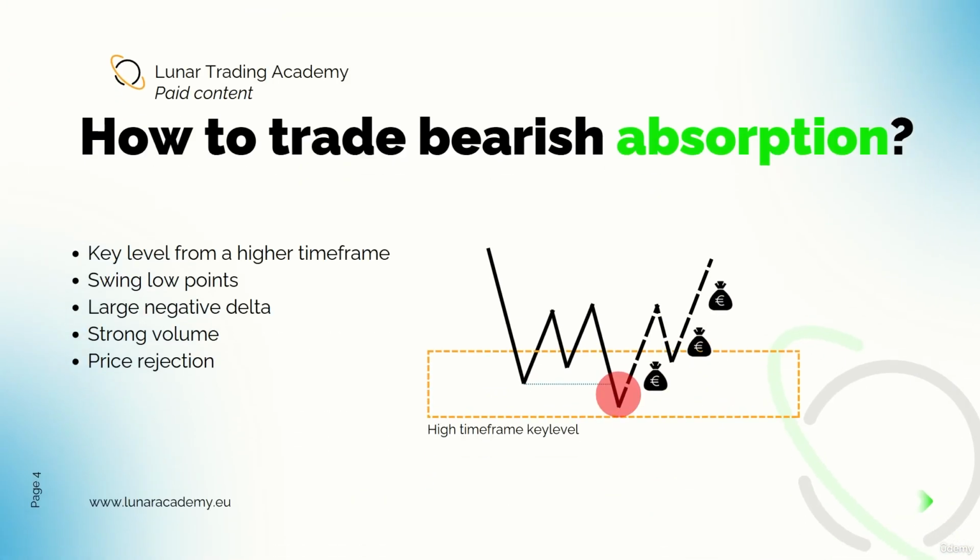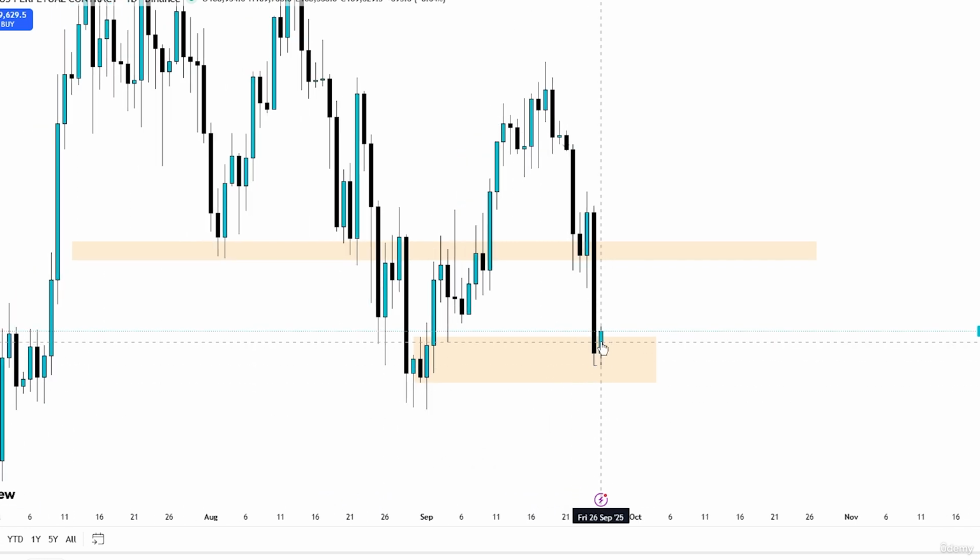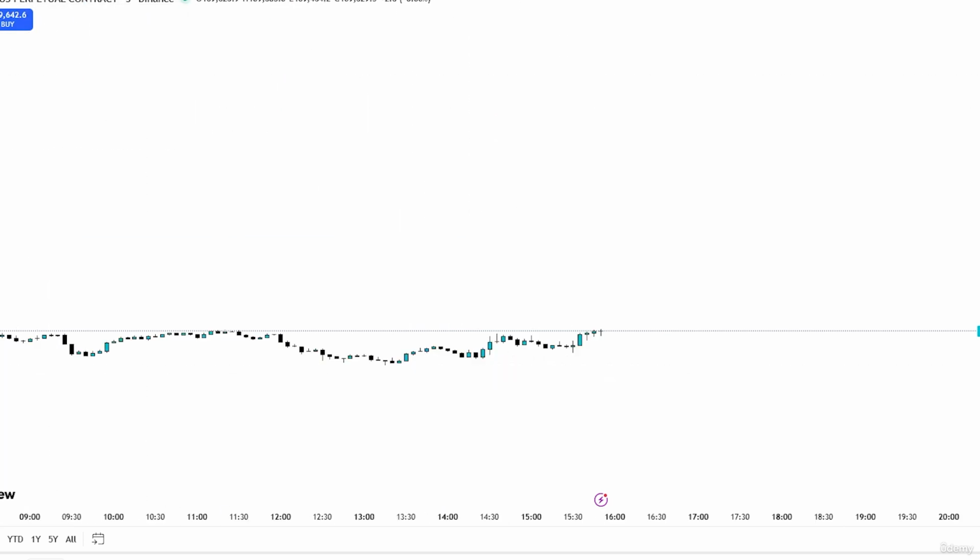So how to recognize and how to trade a good bearish absorption setup. Same as with bullish absorption, we need a key level from a higher time frame, swing low points, large negative delta, strong volume, and of course price rejection. Before we start waiting for bearish absorption, we need to make sure that the current price is located at a key level from a higher time frame. That's basically the foundation of the whole setup.